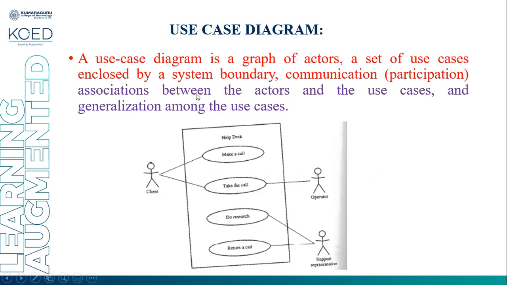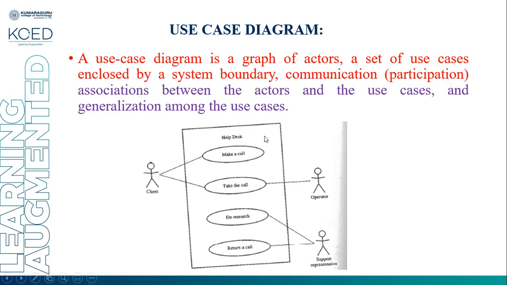Outside the system boundary, there is an association between the actor and the use case. Actually, that is communication. That means the association between the actor and the use case, and the generalization among the use cases, are shown here. So here, the client is an actor. This is a help desk. The use case is for the help desk.